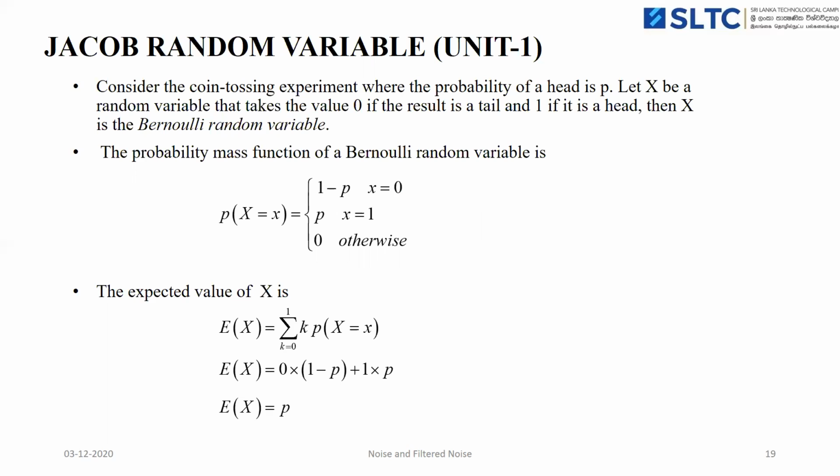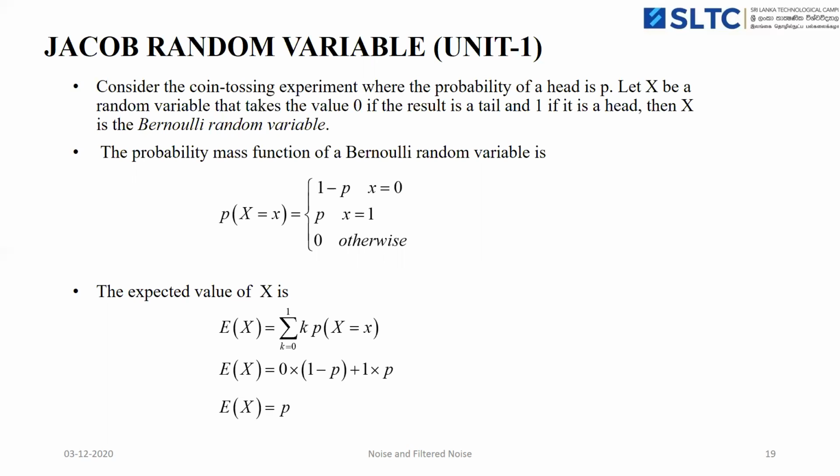And this is another topic. Actually, this is coming into unit 1, a small topic, since we already studied the random variable. Now we need to know what a Jacobian random variable is, because the scientist Jacob derived that expression. That's why we call it a Jacob random variable.